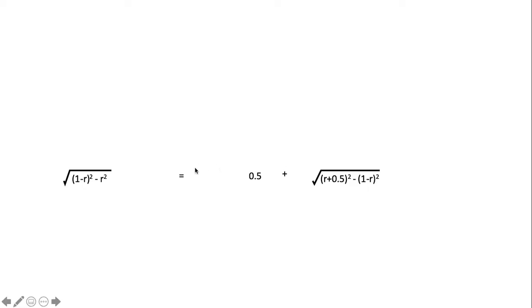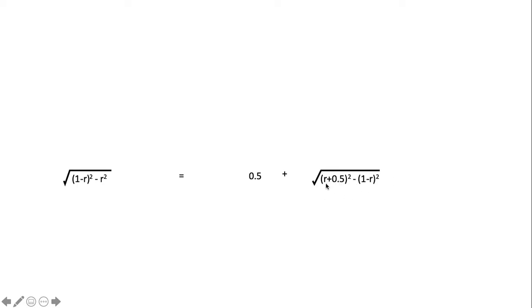show you in a minute. But first of all, let's tidy this up. So 1 minus r squared, 1 minus r all squared, minus r squared, and then all of that in a square root. So I've just multiplied the brackets out here. So by all means check that that multiplies out correctly, and then the same thing here where I've multiplied these out.